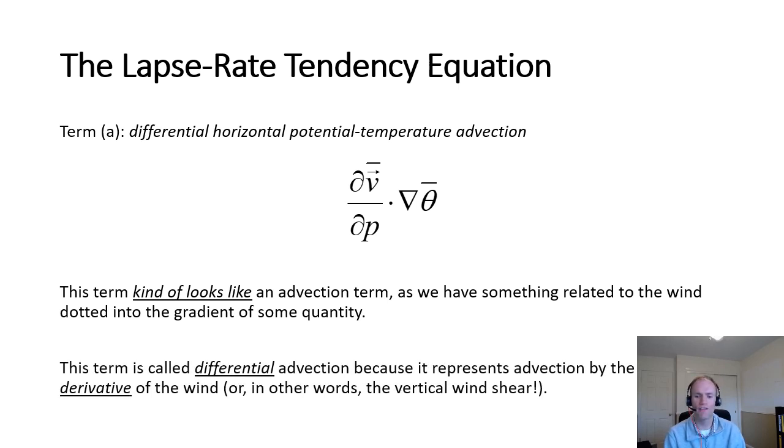It's representing advection by the derivative, and in particular the vertical derivative of the wind, which is really just the vertical wind shear, the change in wind over the change in pressure, which is related to the change in height here. And so differential is this change in wind, horizontal potential temperature advection is that advecting the horizontal potential temperature field that we see here. Fortunately, this term will be one that we can ultimately end up neglecting for reasons that we'll describe in a little bit more detail in our next video.